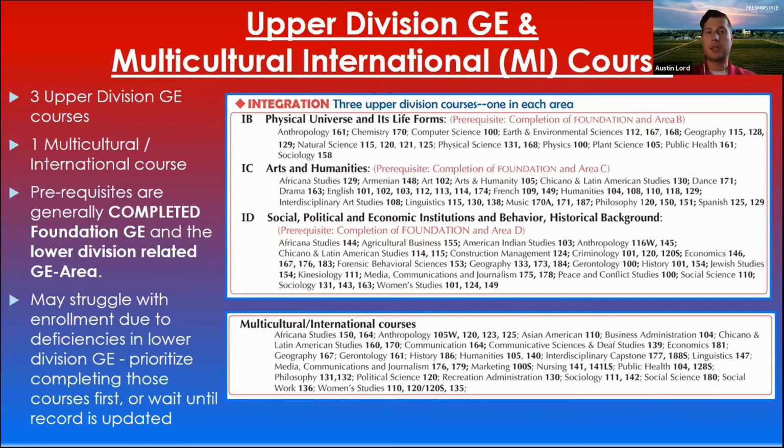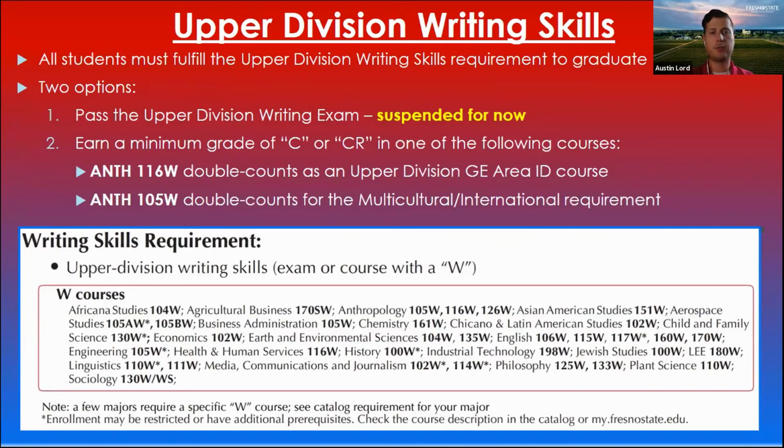Or if you're actually missing courses in a certain GE area, you need to prioritize taking those lower division ones before we even start worrying about the upper division ones. So definitely keep that in mind while enrolling, that some of these may not be available right away. So I think that's it for general education, multicultural international. We'll go on to the upper division writing skills now.